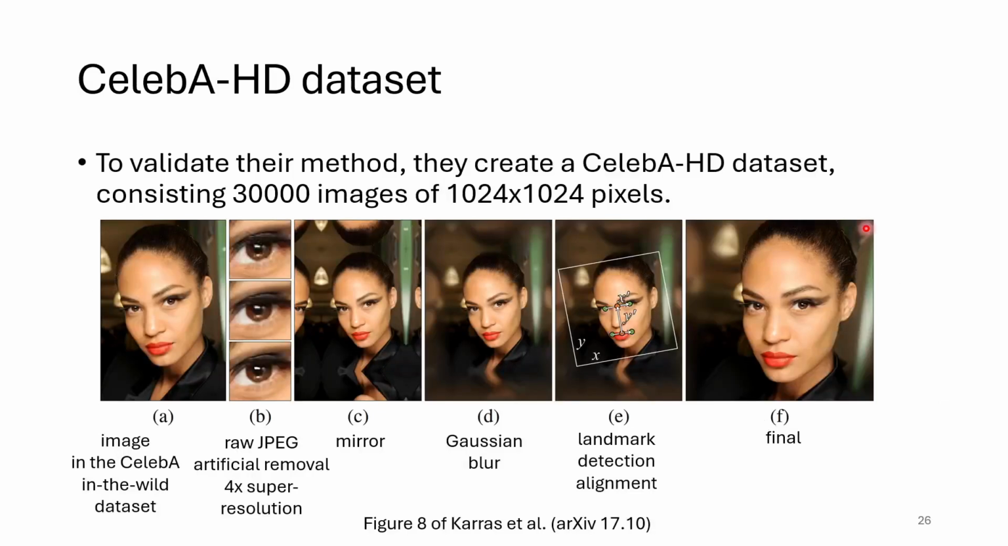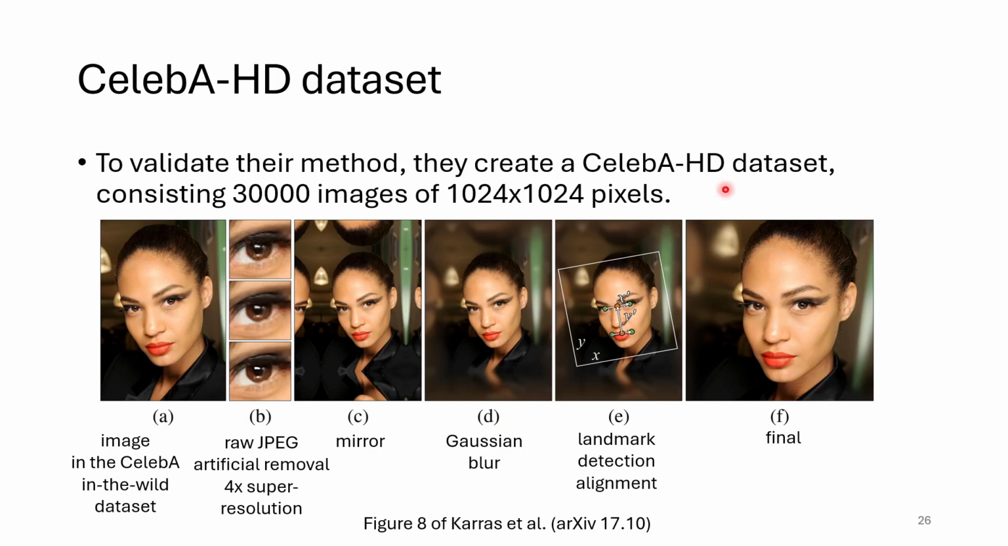They need a new dataset to validate their approach. So they created the CelebA-HD dataset. CelebA, as we mentioned previously, is a free dataset. Everybody can get it. And the images in the CelebA dataset are the faces of celebrities. However, because CelebA is cropped from the internet, some of the images are large and some of them are small, and some of them are not square. So they need to do data preprocessing to clean up the dataset.